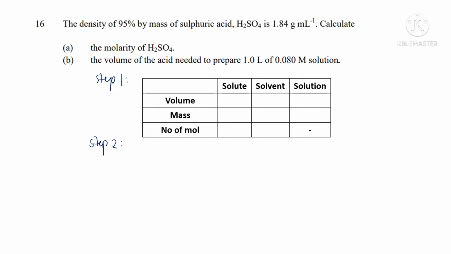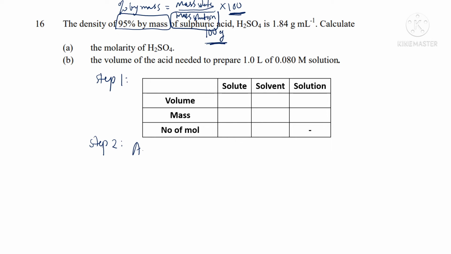So I will suggest students to do assumption based on the concentration measurement term that is being given. So in this question, we are being given percentage by mass. So the formula is mass of solute divided by mass of solution multiplied by 100. From the percentage by mass formula, we can see that it is easiest for us to assume that the mass of solution is equal to 100 gram, because 100 gram, we can easily cancel out with the 100. So therefore, we assume the mass of solution is equal to 100 gram.